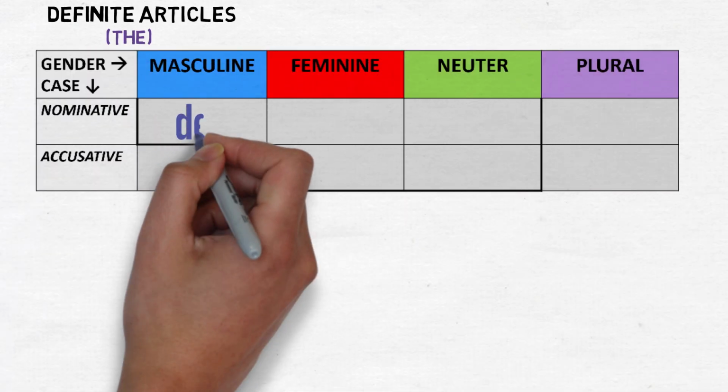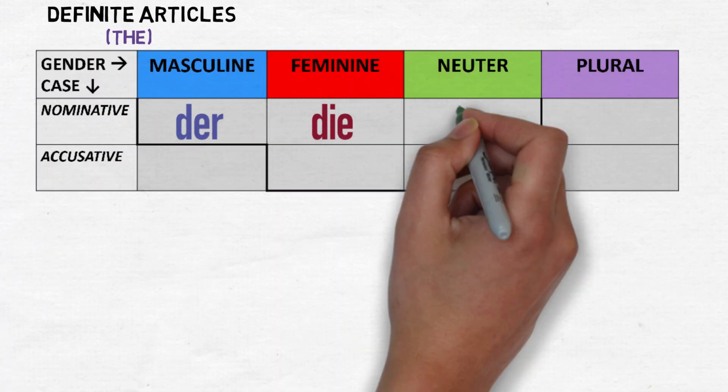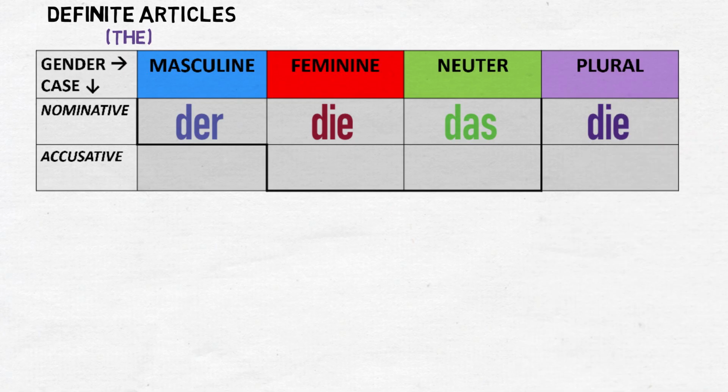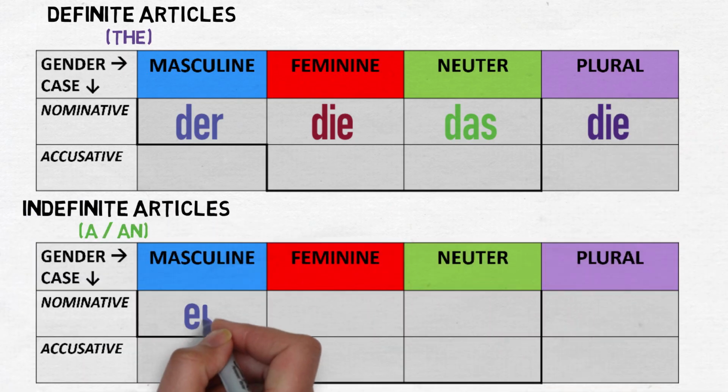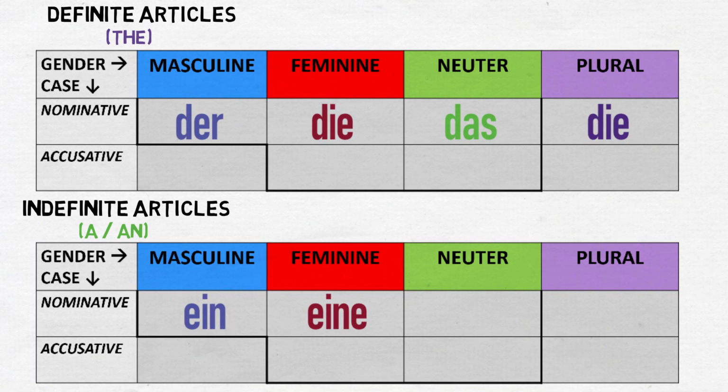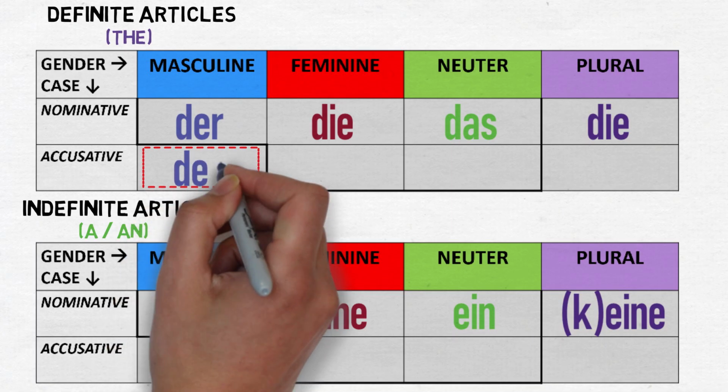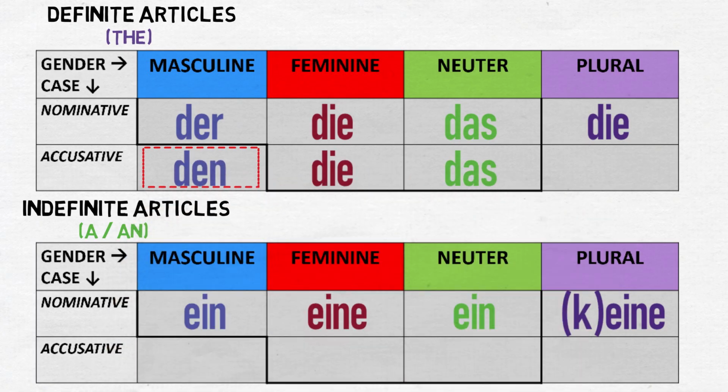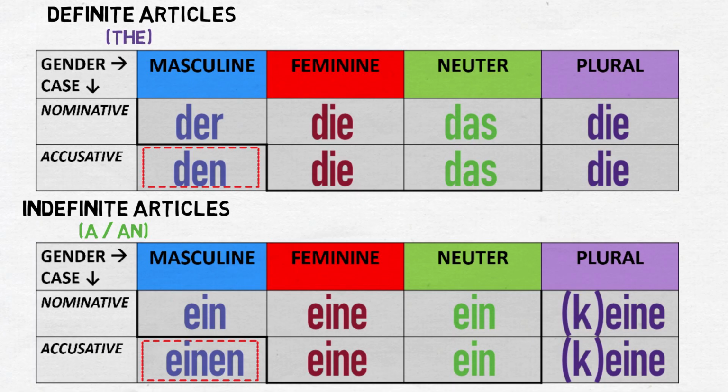In the nominative case, the definite articles in German are der for masculine nouns, die for feminine nouns, das for neuter nouns, die for plural nouns. And the indefinite articles are ein for masculine nouns, eine for feminine nouns, ein for neuter nouns, and keine for plural nouns. And the accusative case only forces one change. The change happens with masculine nouns. Der would become den, while die, das and die all stay the same. And ein becomes einen, while eine, ein and keine all stay the same.